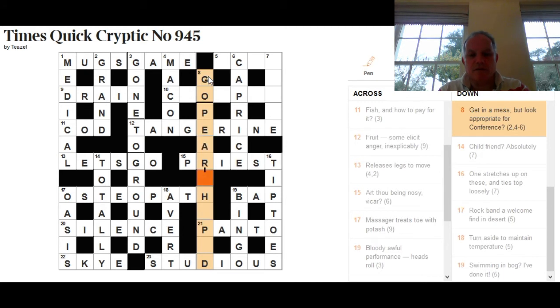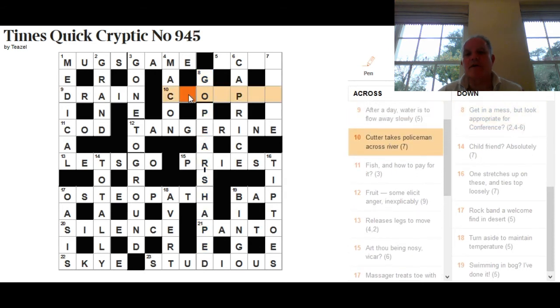So that's the answer. It's kind of a joke of a clue, but well done if you saw the way to get it. Certainly if you think the definition is get in a mess, it's worth focusing on what conference could be supplying to the clue. And there are a number of synonyms for conference, but none of them were needed here. We needed to know what conference could be a type of, and that's quite an unusual use of the word. So we'll move on to 10 across. Cutter takes policeman across river.